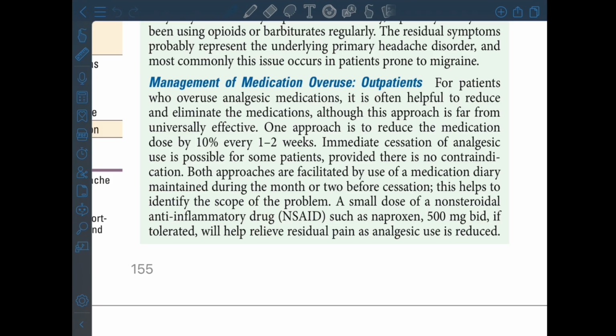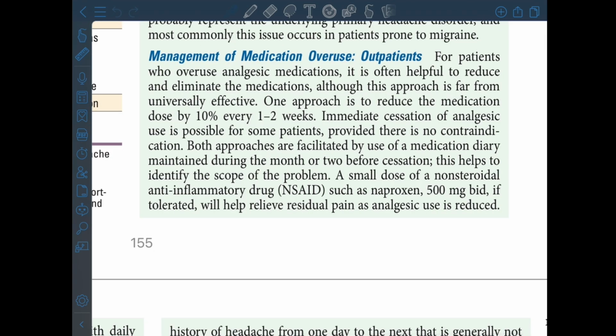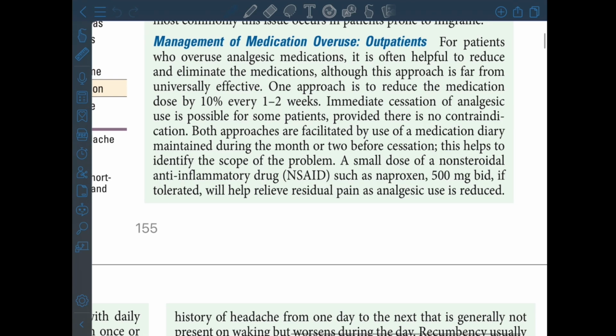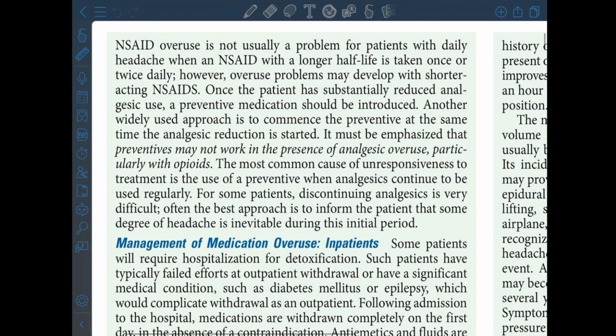Both approaches are facilitated by use of a medication diary maintained during the month or two before cessation. This helps to identify the scope of the problem. A small dose of a non-steroidal anti-inflammatory drug, NSAID, such as naproxen 500 mg BD, if tolerated, will help relieve residual pain as analgesic use is reduced. NSAID overuse is not usually a problem for patients with daily headache when an NSAID with a longer half-life is taken once or twice daily. However, overuse problems may develop with shorter-acting NSAIDs.